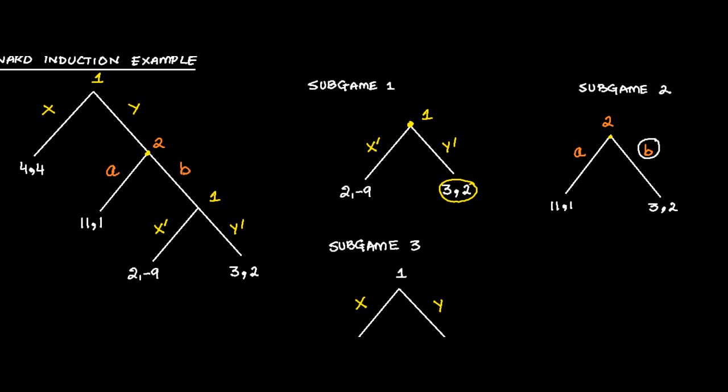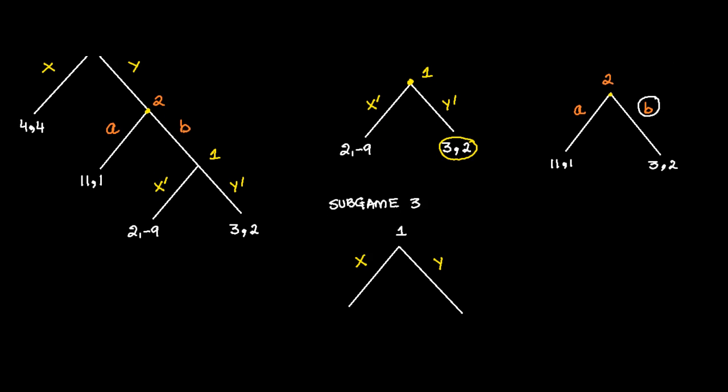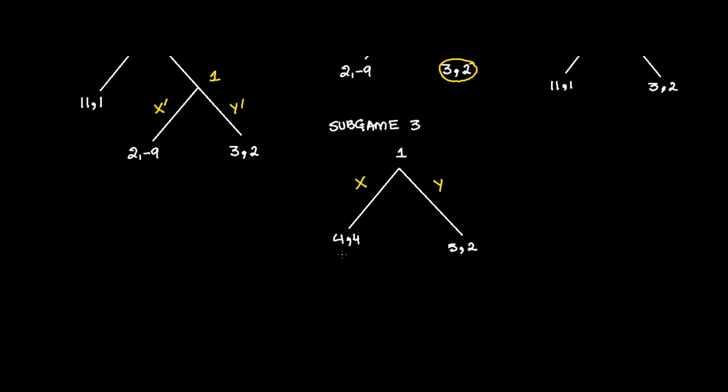Now when he picks B, we'll reach the first node, that is the initial node, where player 1 is going to make a choice between X and Y. If he chooses X, his payoffs are 4-4. And depending upon the decisions we made in the last and the penultimate subgame, for Y the payoffs are going to be 3-2, like this. Now player 1 is going to make a choice between 4 and 3. Of course he'll pick 4. It means that his strategy is going to be X.